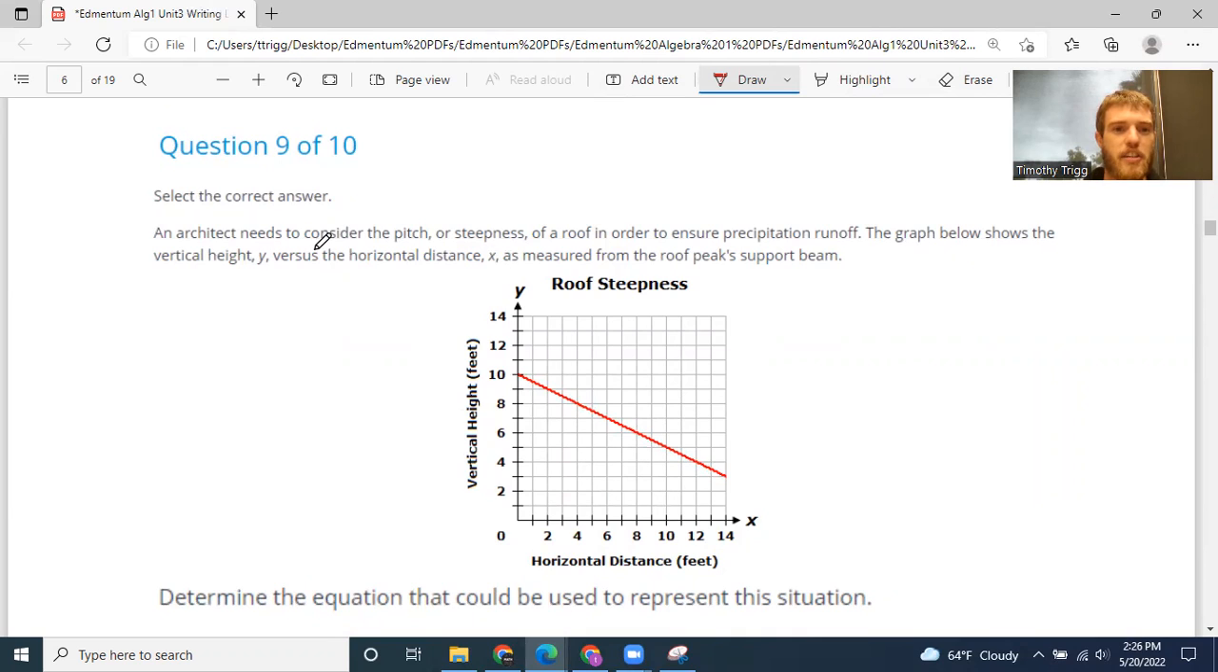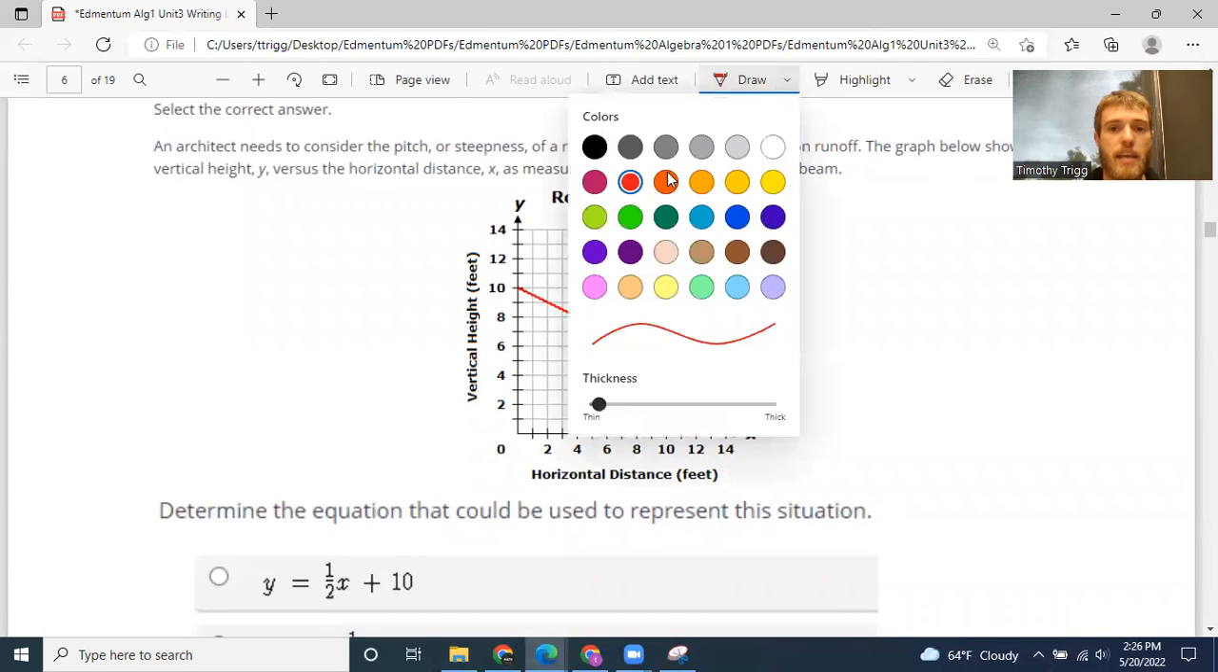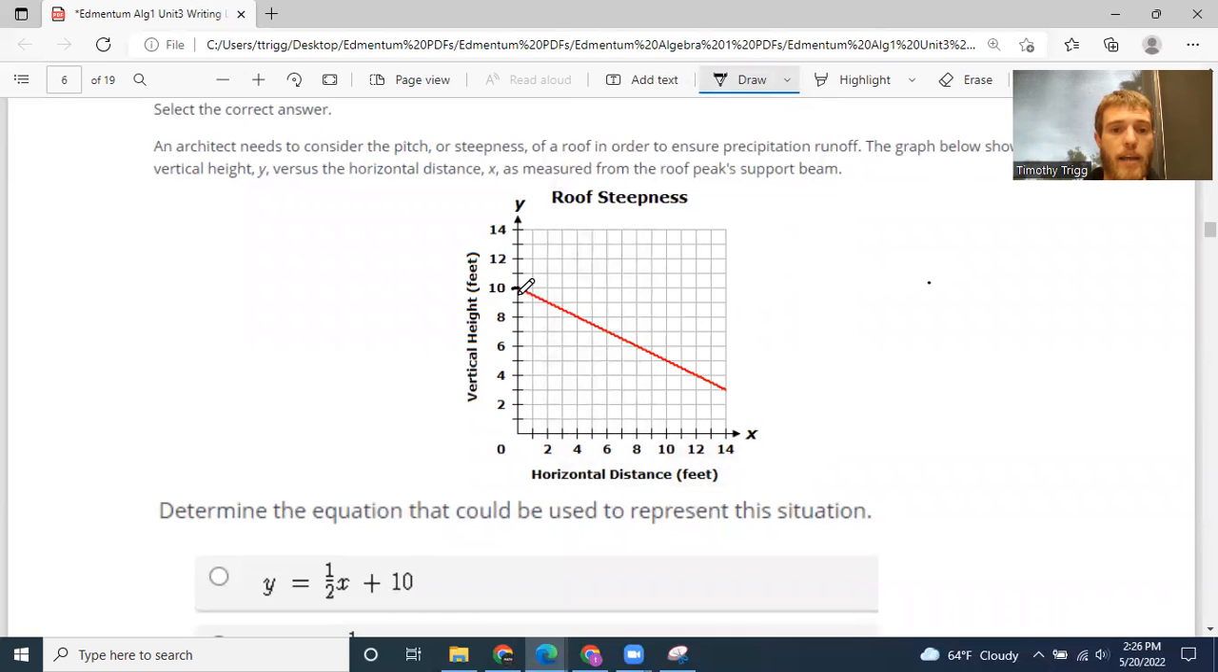An architect needs to consider the pitch or steepness of a roof in order to ensure precipitation runoff. The graph below shows the vertical height y versus the horizontal distance x as measured from the roof's peak support beam. You can see in this case, the y-intercept, the b, is 10. That's where our line crosses the y-axis.